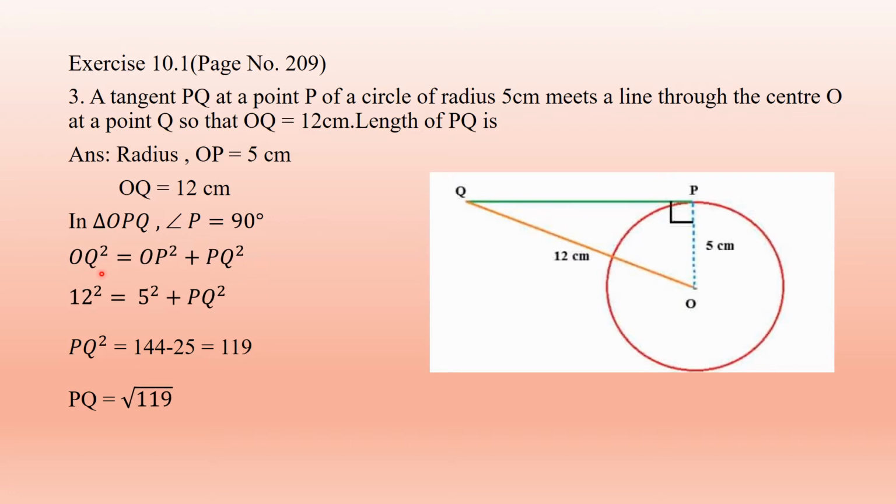That is OQ square is equal to OP square plus PQ square. Substituting the values, we can see 12 square equal to 5 square plus PQ square. From this, PQ square is 144 minus 25, which is equal to 119. Therefore, the length of PQ is equal to root of 119.